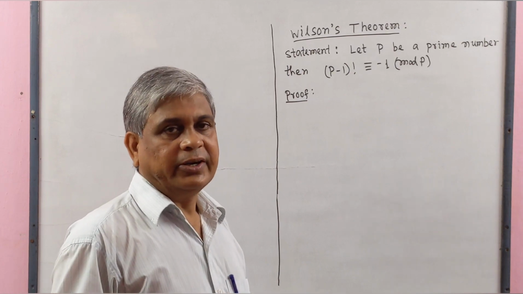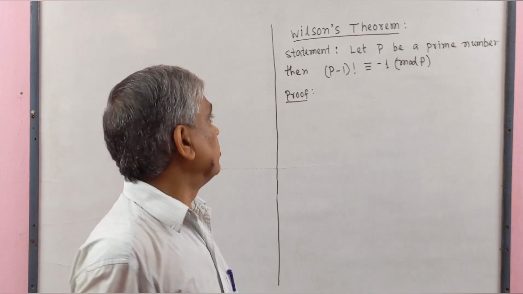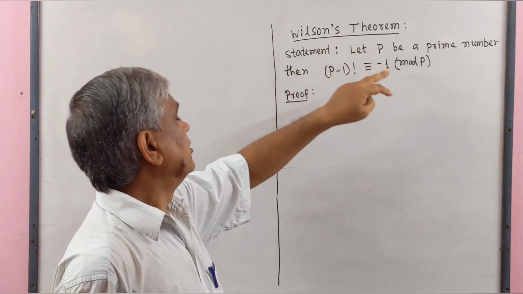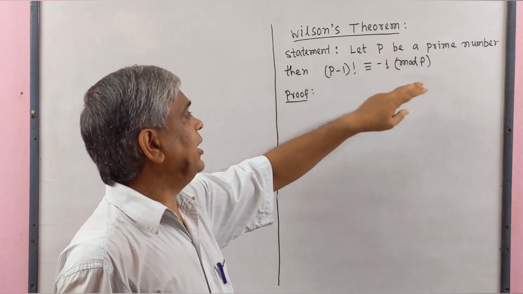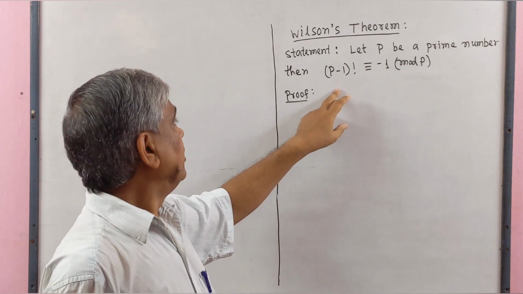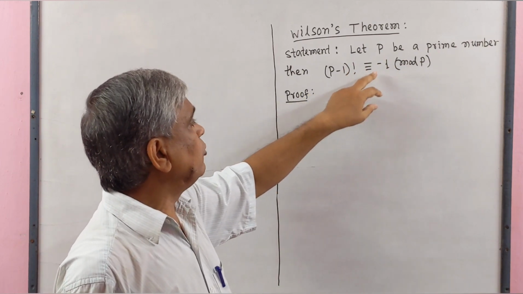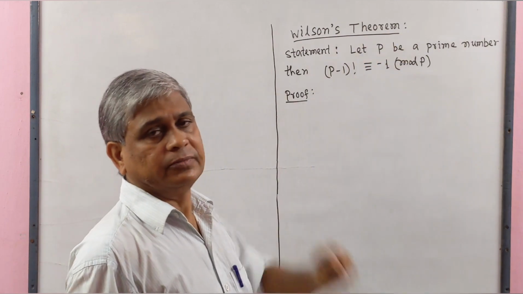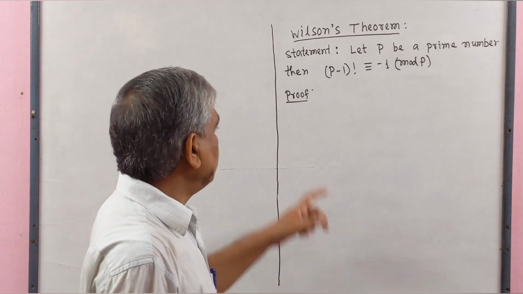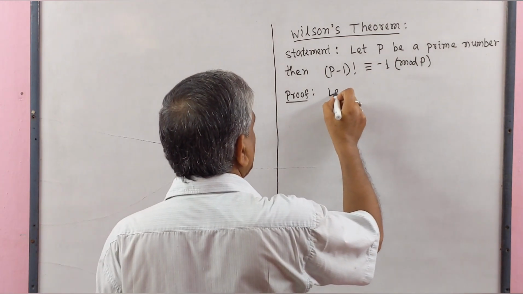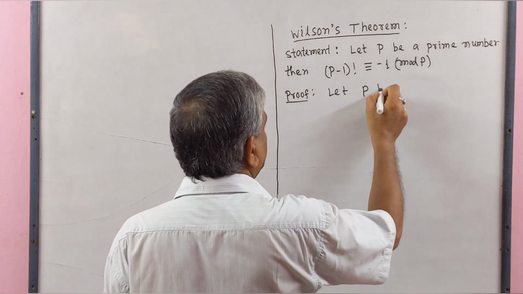Now we discuss the Wilson theorem. Firstly, we state the theorem. Let p be a prime number, then factorial p minus 1 is congruent to minus 1 modulo p. Now we prove this. Let p be a prime number.